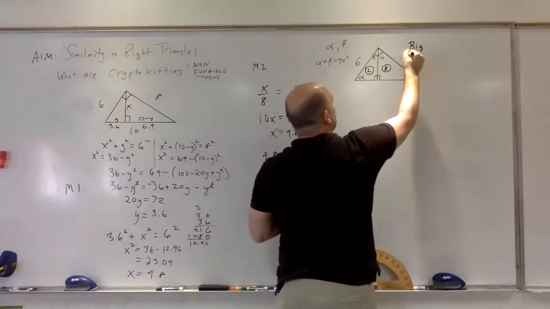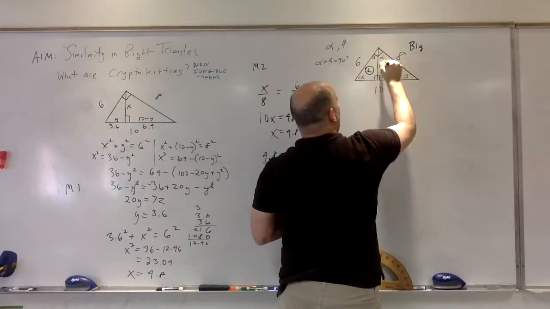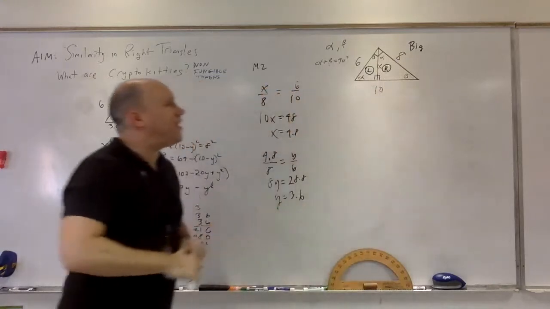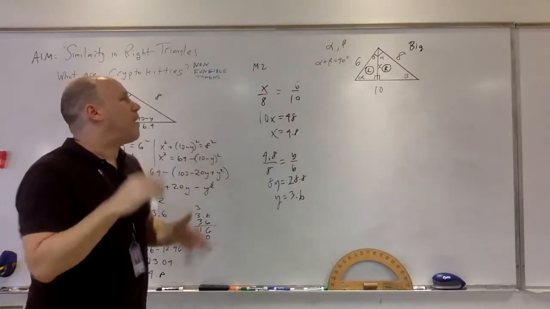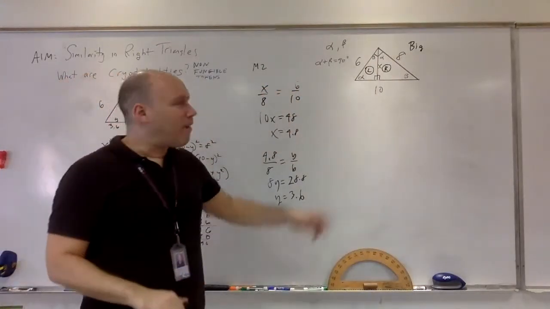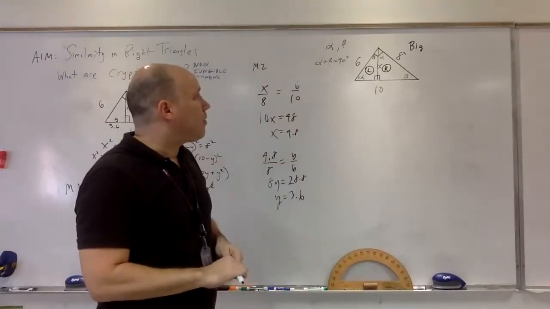So let's see, 6, 8, 10, and x. And we're looking for x. The idea is we're looking for some type of connection. Well, I see a lot of hypotenuses, right?